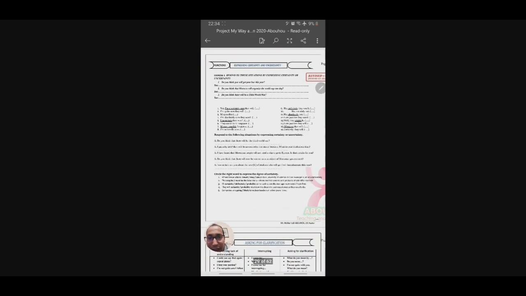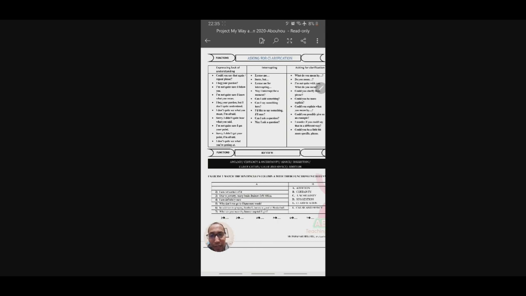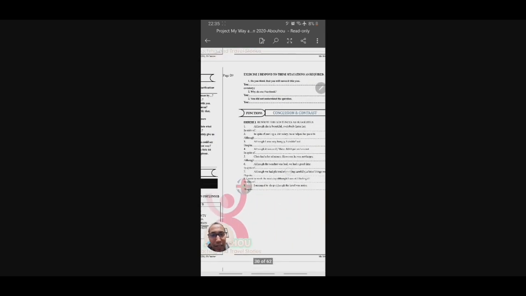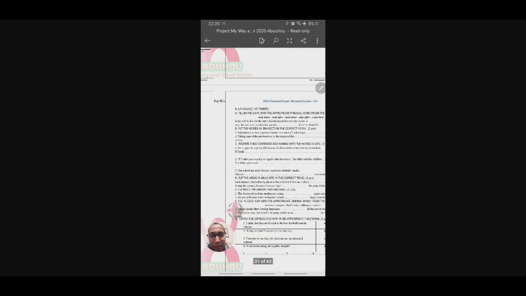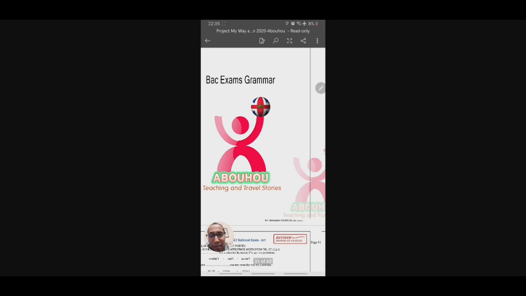Then making and responding to apology practice, and then expressing certainty and uncertainty. This lesson we're going to do in unit 9, asking for clarification and interacting and so on and so forth. Then we have concession contrast, and then we have exercises of exams, which means grammar only. So we have this, if you can see the phrasal verbs, etc., and more national exams, just the grammar.